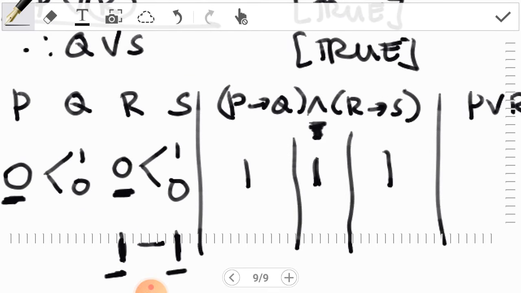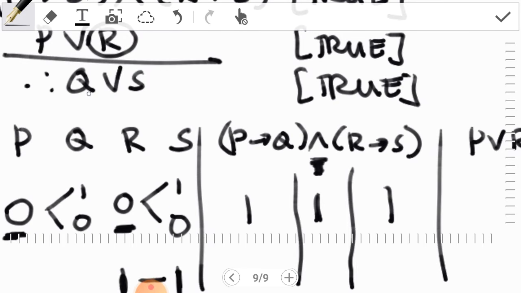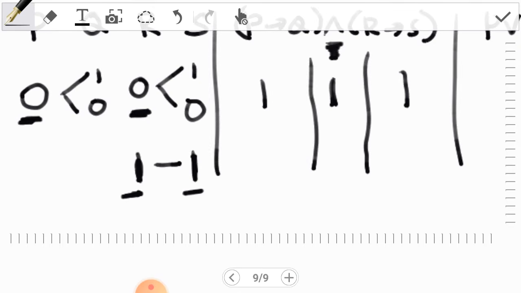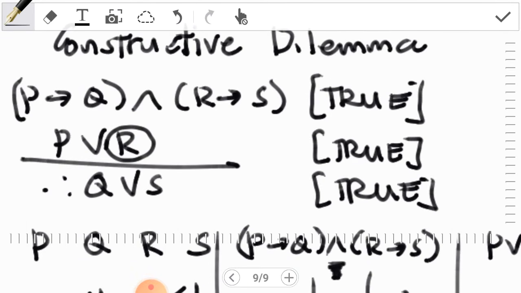So far, what have we utilized? What's the conclusion? Q or S. For Q or S to be true, one proposition here must be true. And clearly, since S here is true, then Q or S will be true. So regardless of Q is 0 or 1, still Q or S will be true. Therefore, it's a valid argument. So in our explanation, we have utilized P is 0, R is 1, S is 1, Q is 0. And our argument is a valid argument.